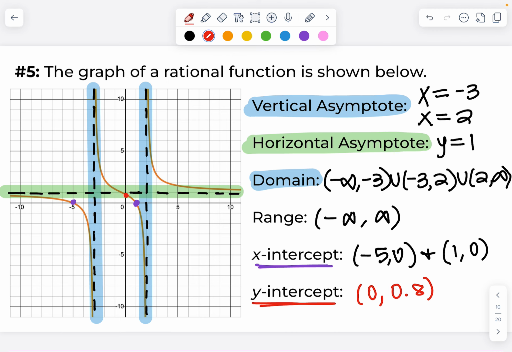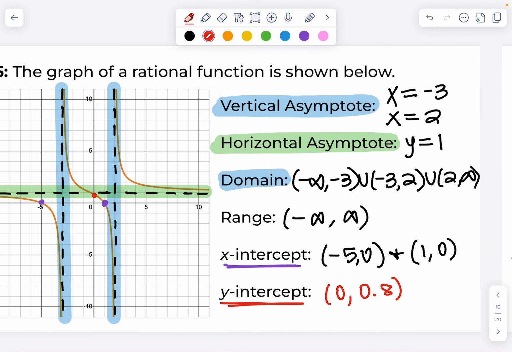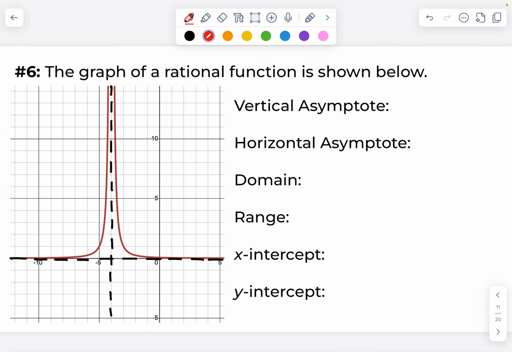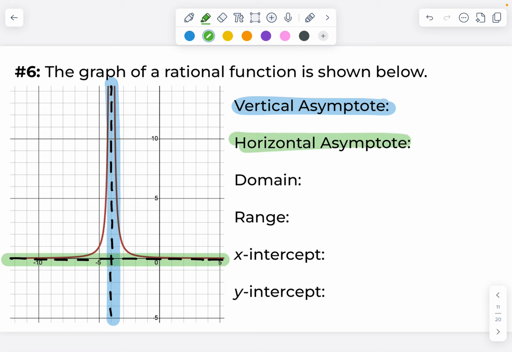Okay, so I want you guys to take a look at this one. I want you to see what you can come up with for the vertical asymptote and then for the horizontal asymptote, and then we'll talk about domain, range, x-intercept, and y-intercept for this one. So try the vertical asymptote and the horizontal asymptote for this one. So for this one, we have just one vertical asymptote, okay, and we then also have our horizontal asymptote.